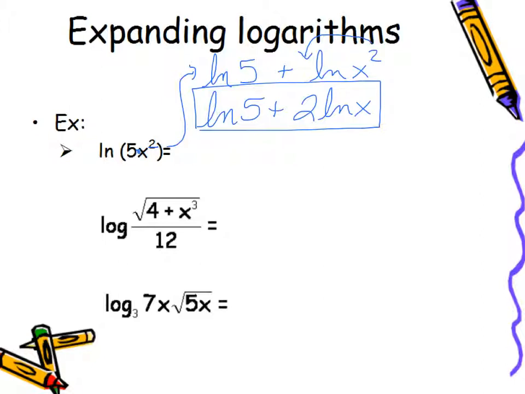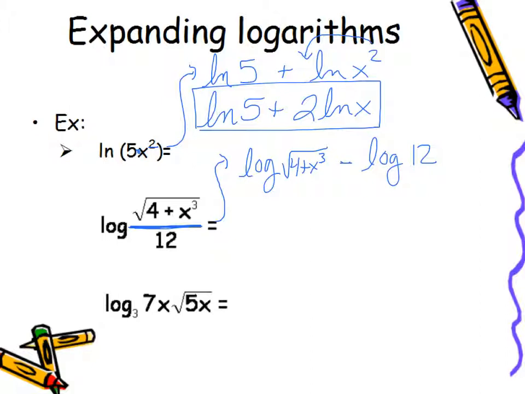Okay, this one's a lot messier, a lot more stuff going on. The first thing that jumps out at me is this big fraction bar. That's that division. So let's start with that. So I'm going to have log of the square root of 4 plus x cubed. And since it's a division, I'm going to do subtraction with log of 12. All right, there's not much you can do with log 12 at this point, and so I'm going to leave it alone, but this first part is pretty messy.